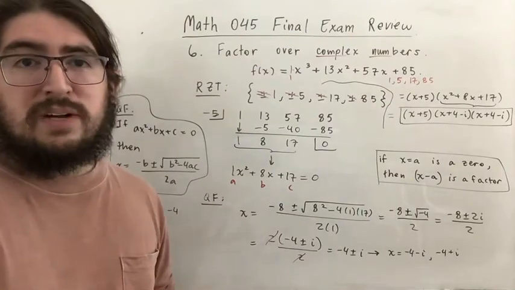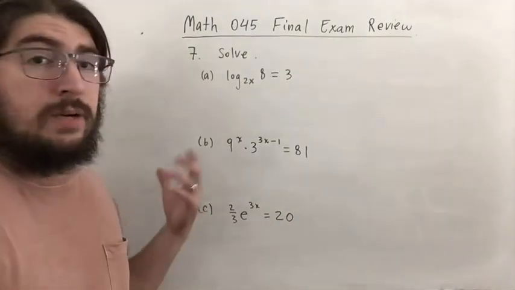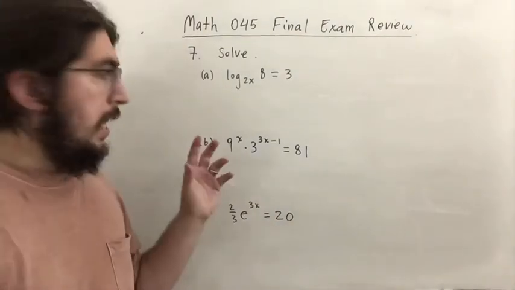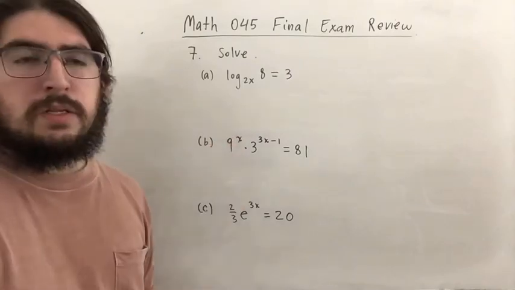That was 6. Now let's move on to number 7. Okay, great. So number 7 here is asking us to solve each of these. We have a logarithmic equation and 2 exponential equations.